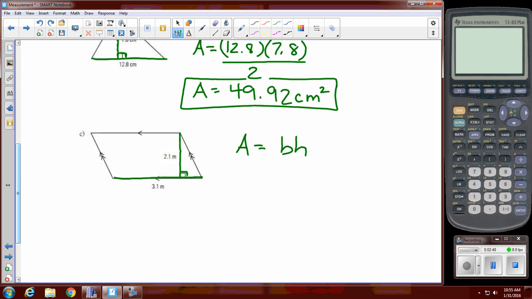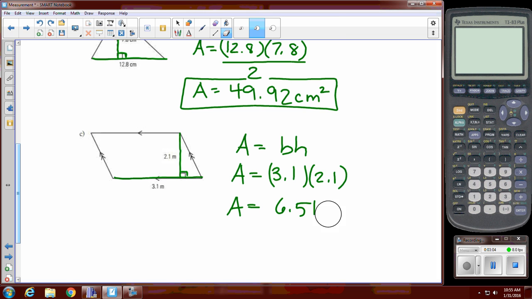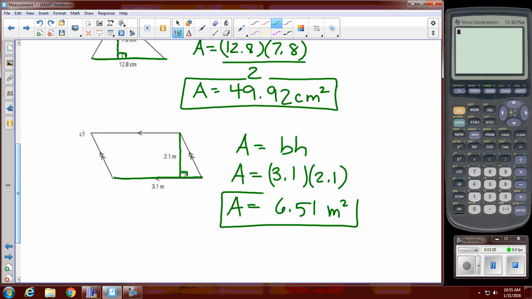So I have a base of 3.1 and a height of 2.1. Again, multiply those and we get 6.51. Oh, it's in meters. 6.51 square meters for the area of this parallelogram. So three simple shapes working with formulas that you've used in the past.